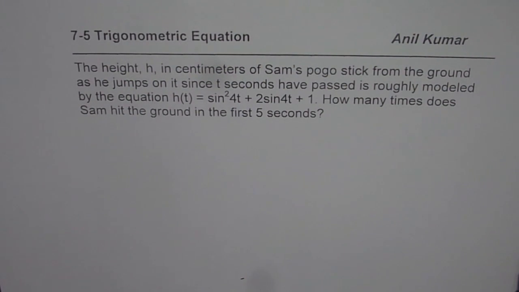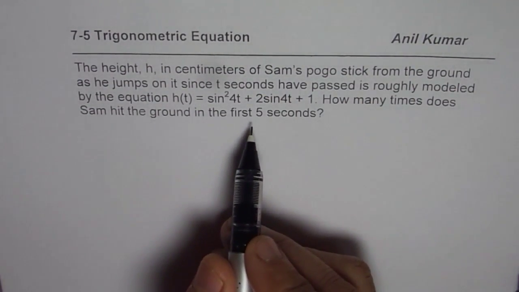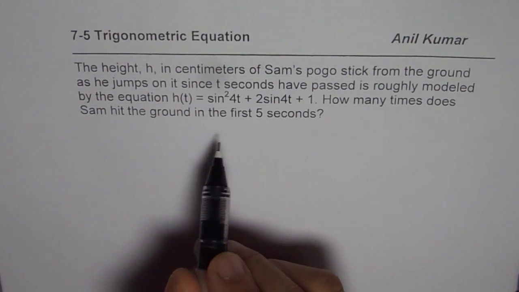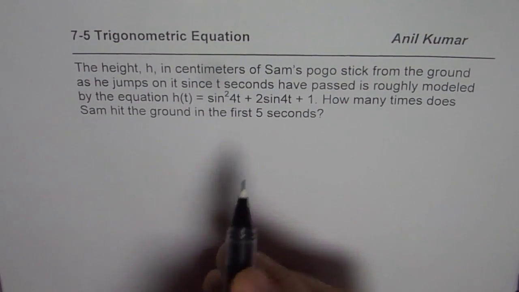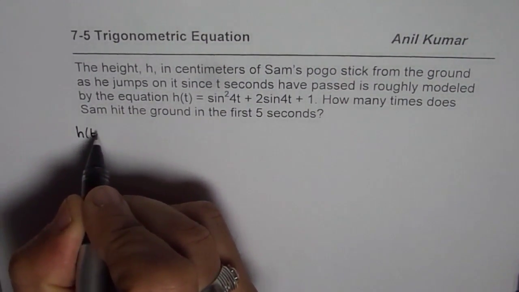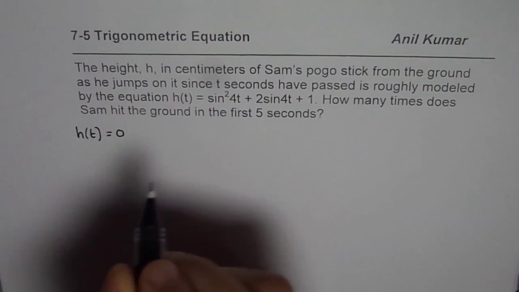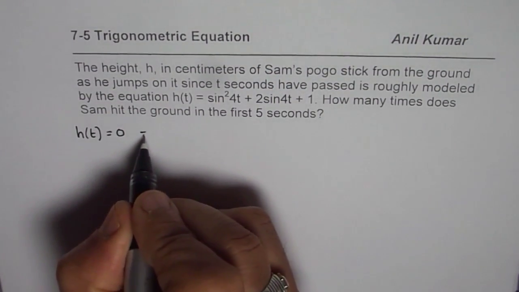So we have a quadratic equation in sin 4t. Now we can actually solve that and then find the time and also find how many times it will hit the ground. When we say hits the ground, that means h(t) should be equal to 0, because at the ground the height is going to be 0. So we'll substitute h(t) = 0 in the given equation and solve it.